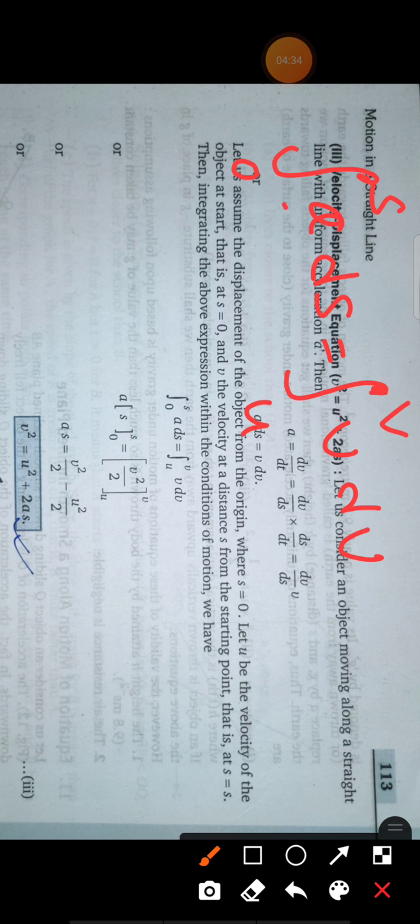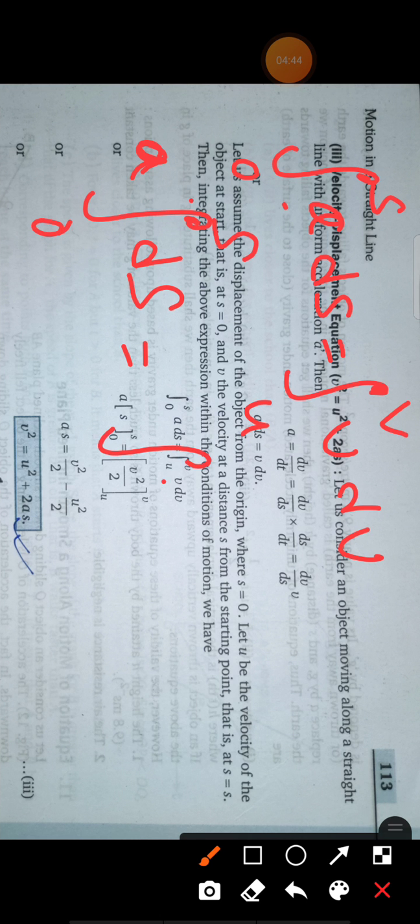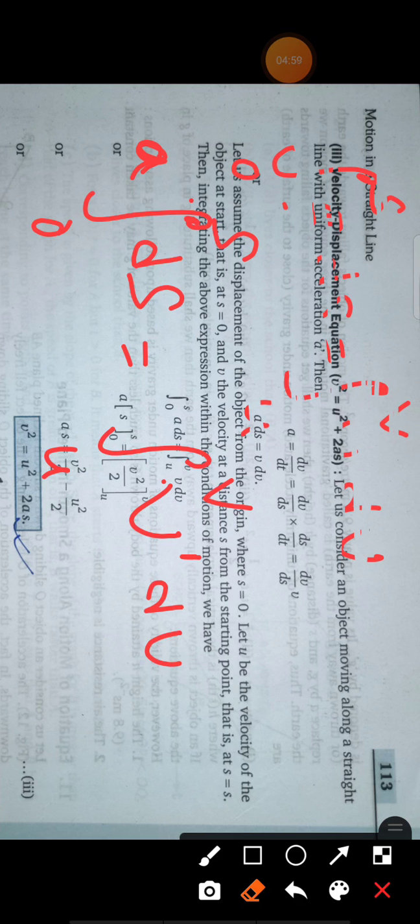Now since a is constant, you can take a out. So integration of ds from 0 to s is equal to integration of v dv, that is v to the power 1 into dv from u to v. Correct? Now what is the integration of ds? Integration of ds is s, and integration of v dv is how much?